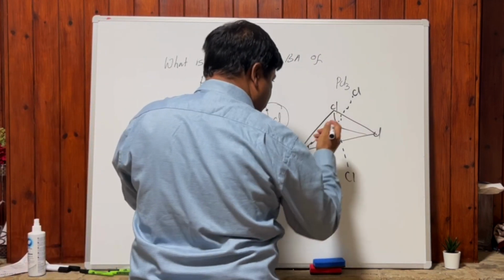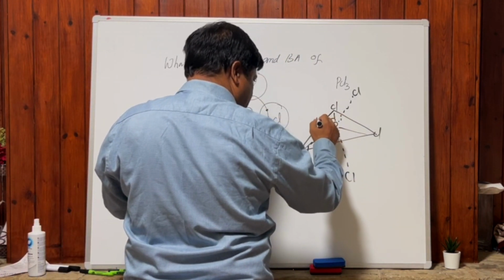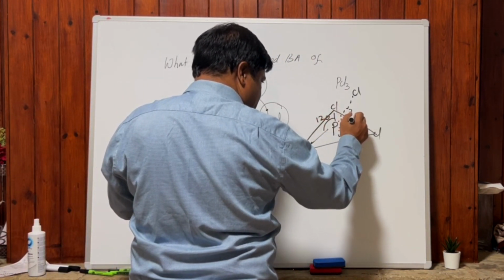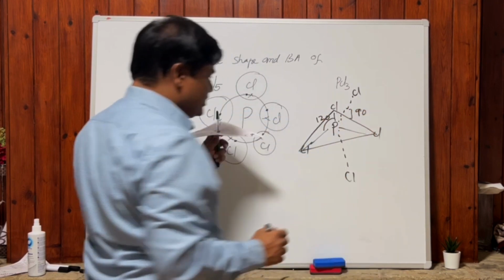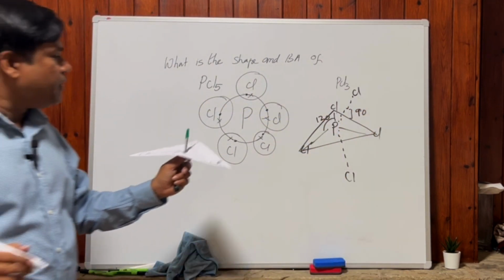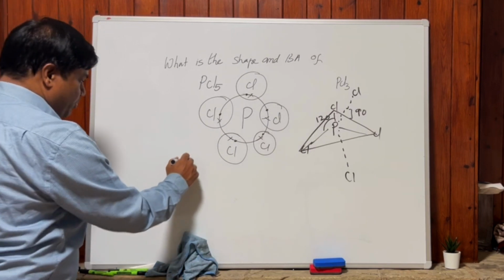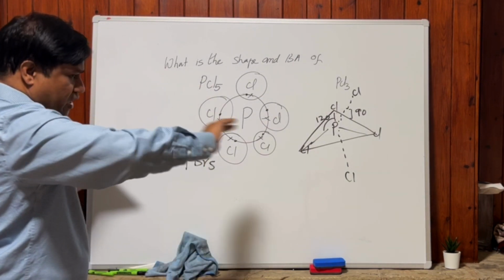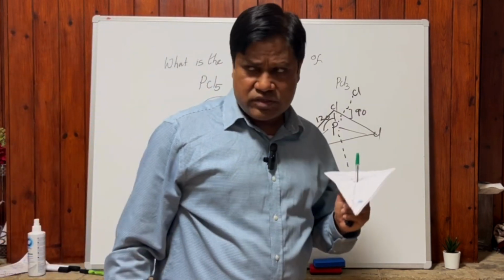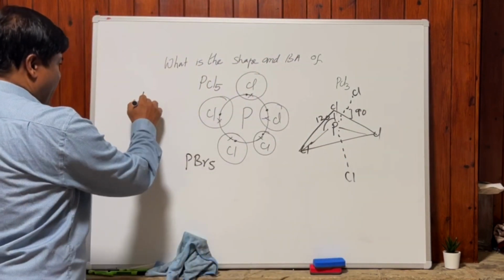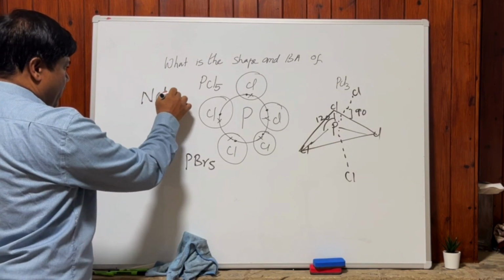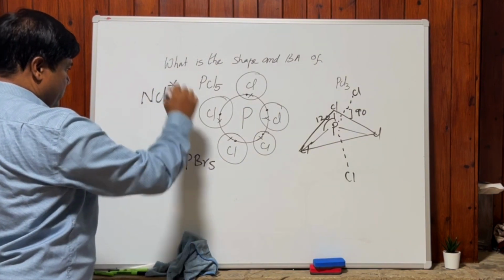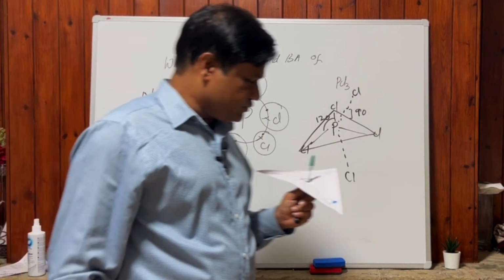One bond angle is this one, which is 120, and this one is 90 degree, which is perpendicular. So that's the shape of PCl5. They can give you PBr5. So instead of chlorine, you can use any halogen. Phosphorus, possible. Do we have NCl5? No, not possible. We cannot have NCl5.